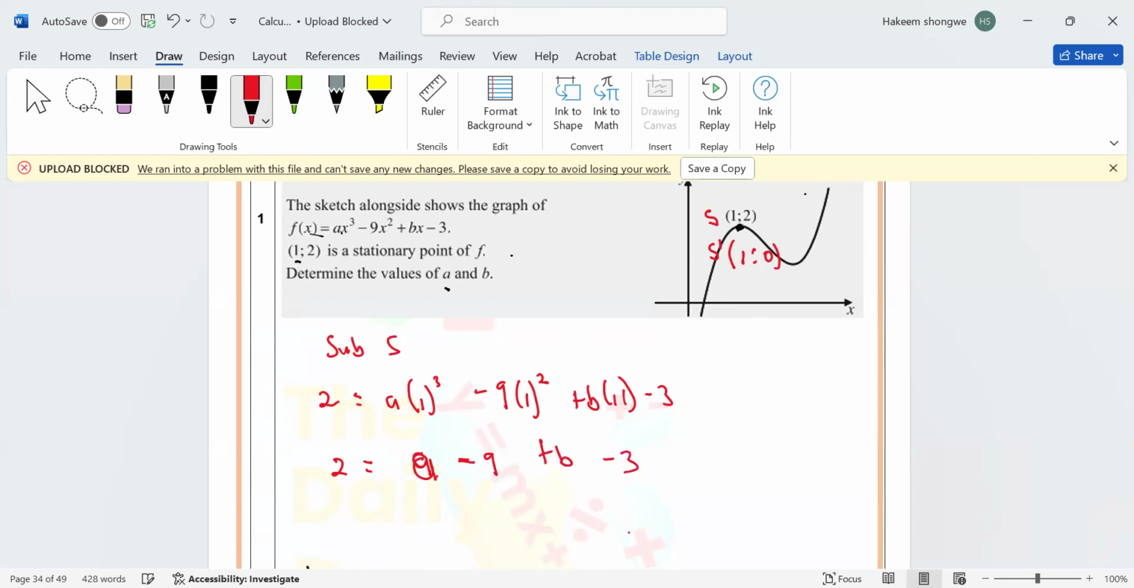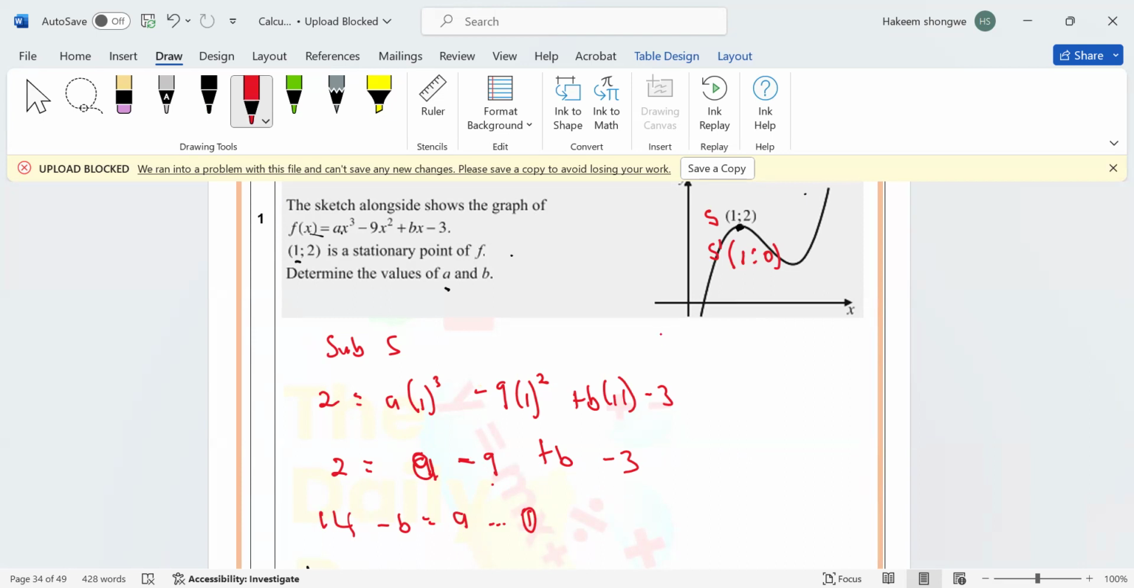Do you have like terms? Yeah, we do have like terms again. It's minus 9 minus 3, they give us minus 12. And then you take this one to the other side, it says you have 14 minus b, which is going to be a. I'm going to call this one equation number 1. Do you see how I got there?